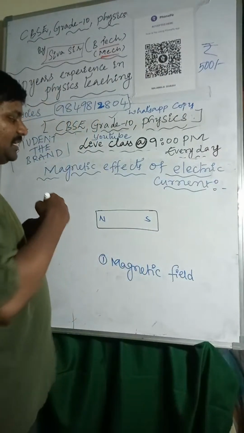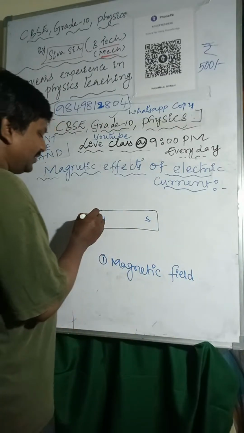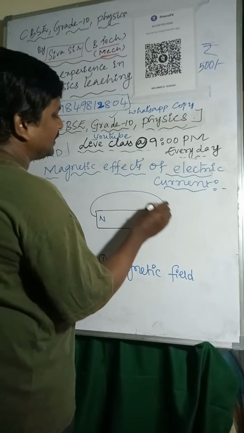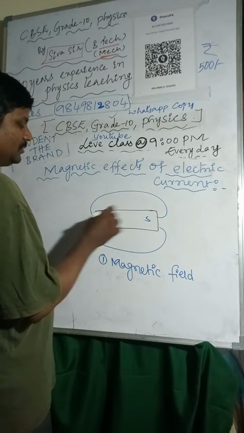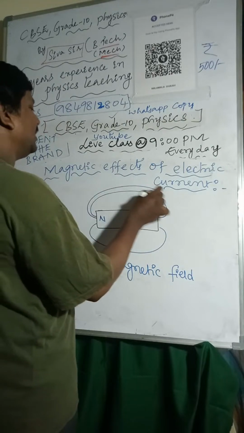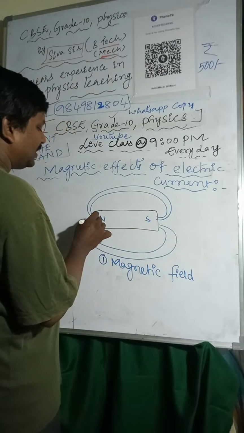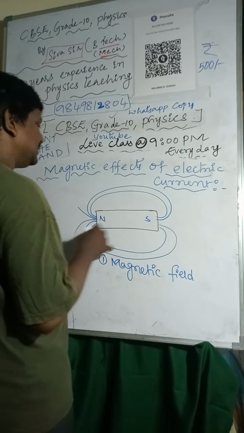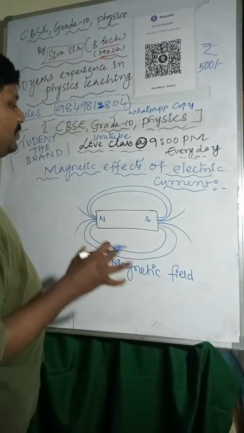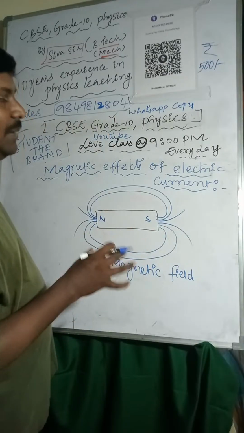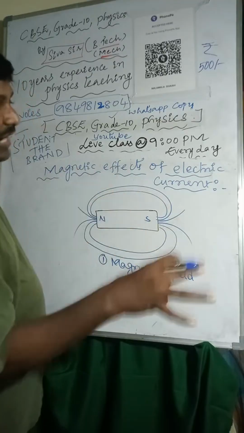Here I am considering that the magnetic field will be around the magnet. The field lines go from north to south, and from here to here also, and here I'm taking one more line. Here you have to understand one thing: the magnetic field around the magnet will be in the form of magnetic field lines.